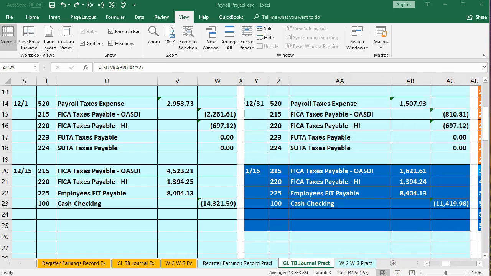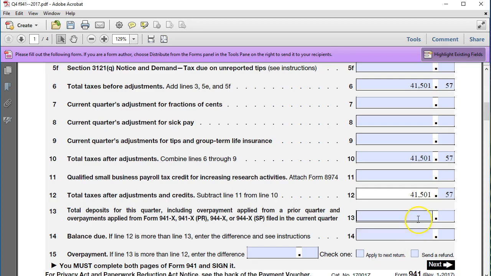Yep. Okay, so now we're going to take that number, go to the 941, and it should match this number, which it does, 41,501.57. So our story so far, Internal Revenue Service, this is our liability. You can see how we got there. This is how much we deposited to you.